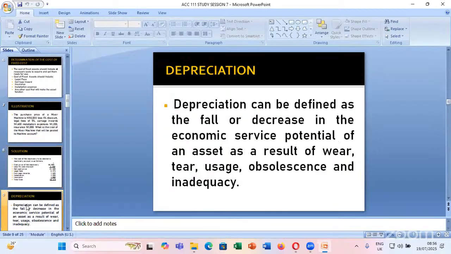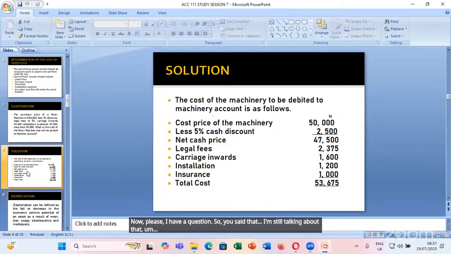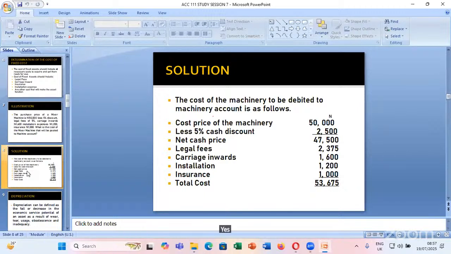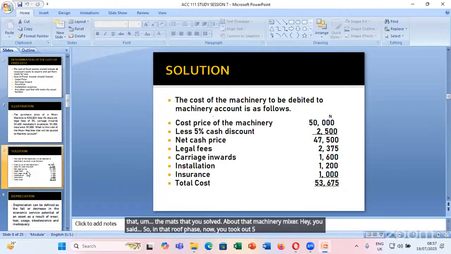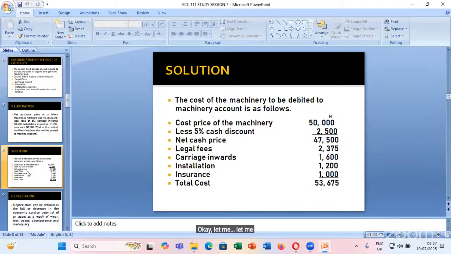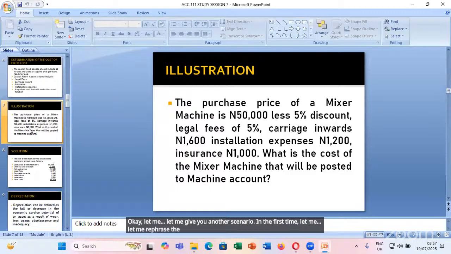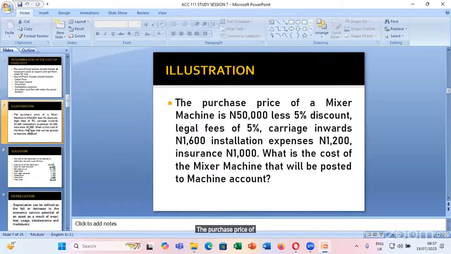Sir, I have a question. I'm still talking about the maths that you solved about that machinery mixer. You said in that 2,500 you took out 5% from it. Is that how we are going to calculate it if we encounter any problem like this? Okay, let me give you another scenario. Let me rephrase the question. The purchase price of a mixer machine is 50,000.